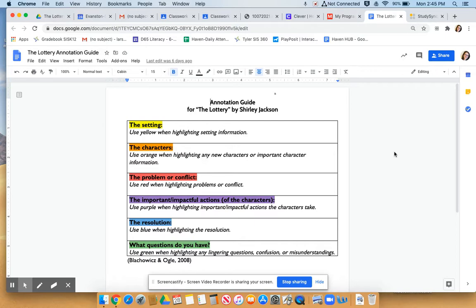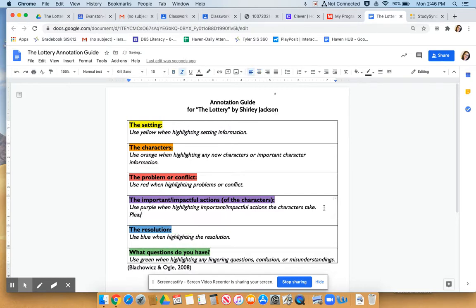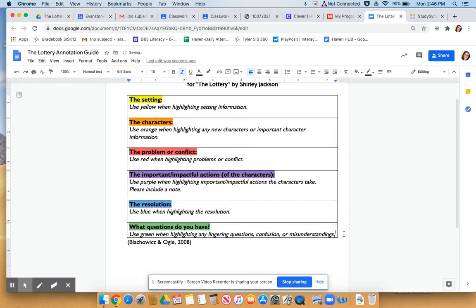And then lingering questions. If you don't understand a part or you're wanting to ask a question, I would say put that in green. And questions are when it's really important to include notes, as well as purple. Purple should always include a note. So let me just actually add that on here. Please include a note, and please include a note. Why? Because both of those need a little added explanation as to why you're highlighting them.